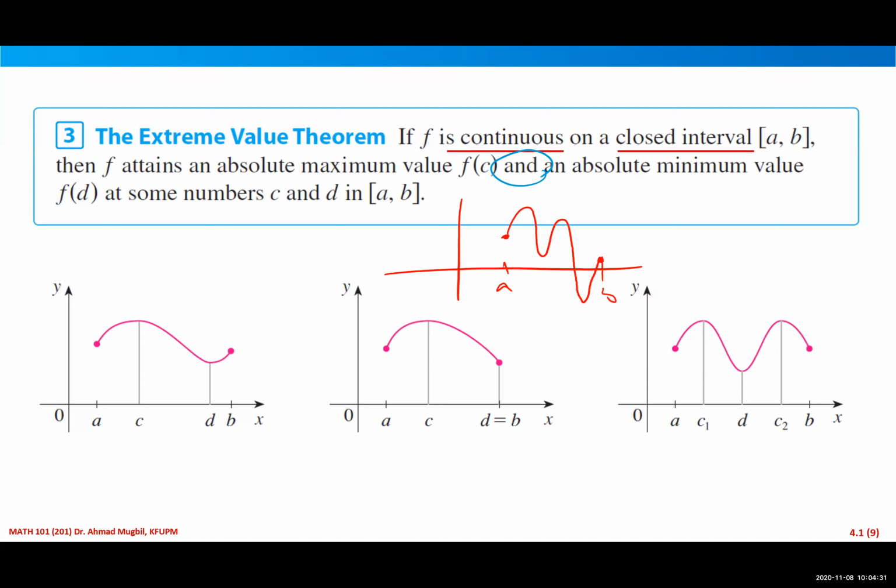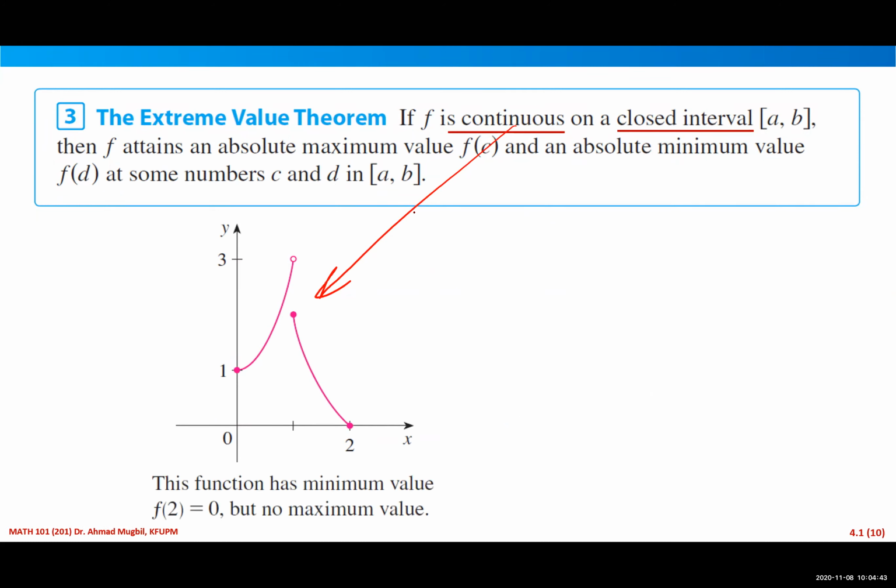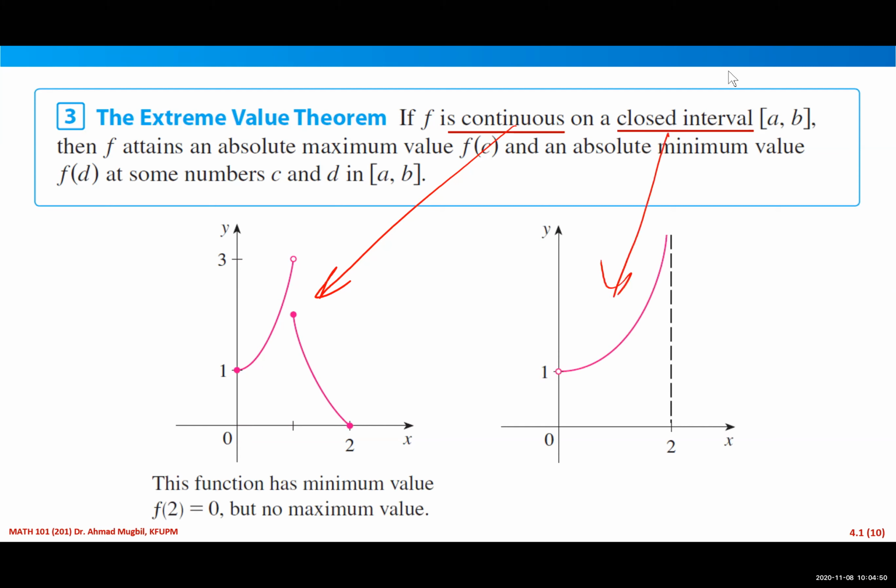But you should be sure about two issues: that it should be continuous and the interval should be closed. If you lose one of these two conditions, like here, without the continuity, you cannot have an absolute maximum. Here, you cannot have an absolute minimum or maximum, both, if you lose the closedness of the interval.